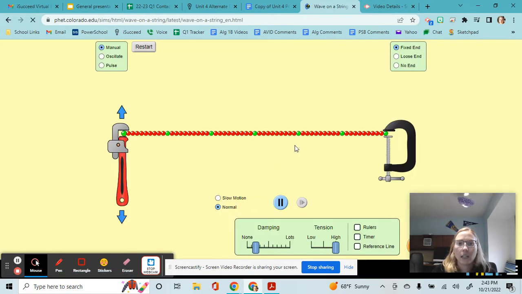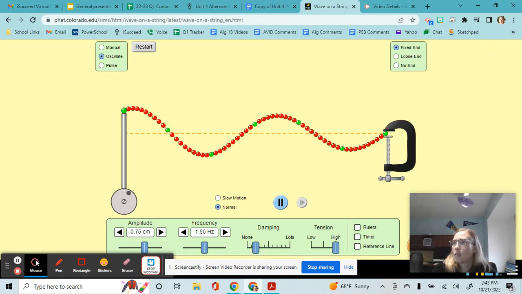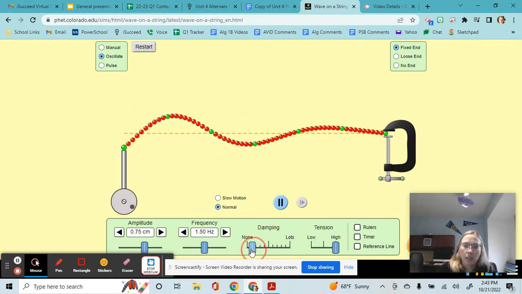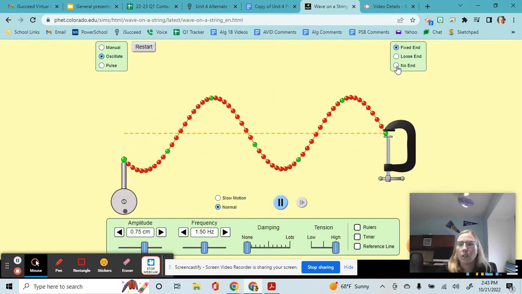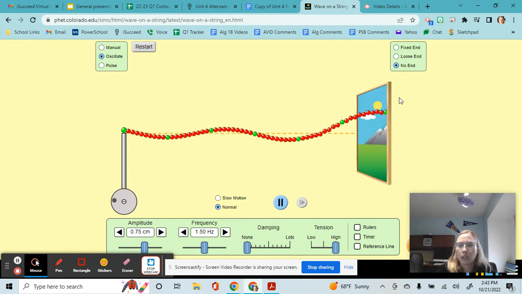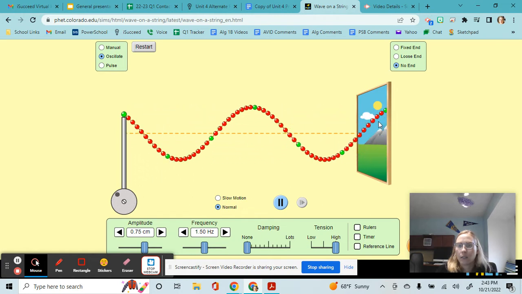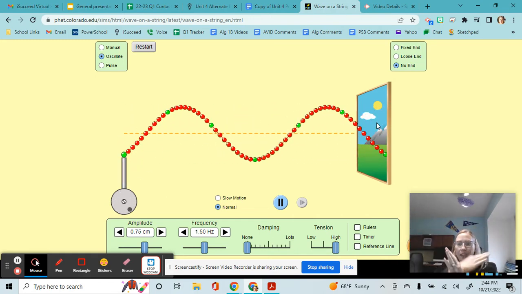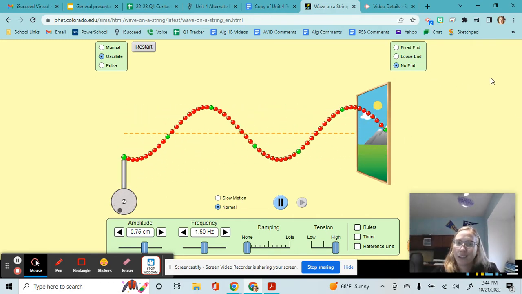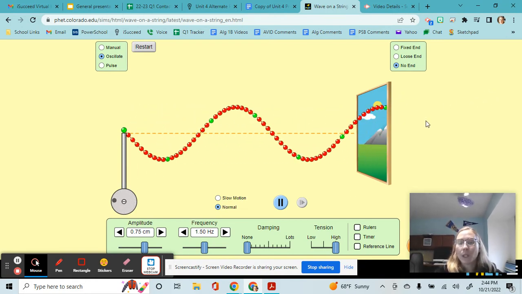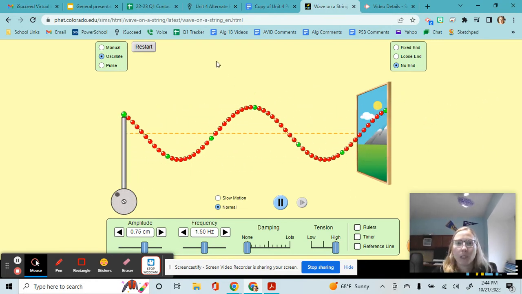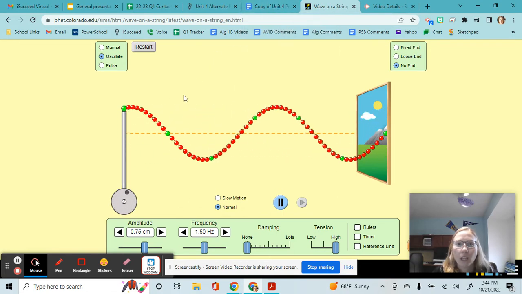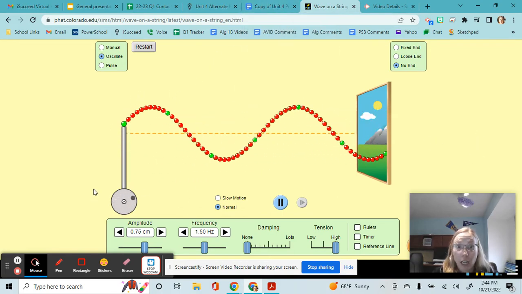Click the arrow to get started with our simulation. And I already read the directions, so we're gonna want to go to oscillate, and we want to set our dampening at none, and we want to have no end, because that creates some interference. It makes the wave go and hit and come back, and so they overlap. You can play with that at the end too. But right now we just want to look at some different things like our amplitude, frequency, and wavelength. So the first thing, you'll describe what you're seeing right now.